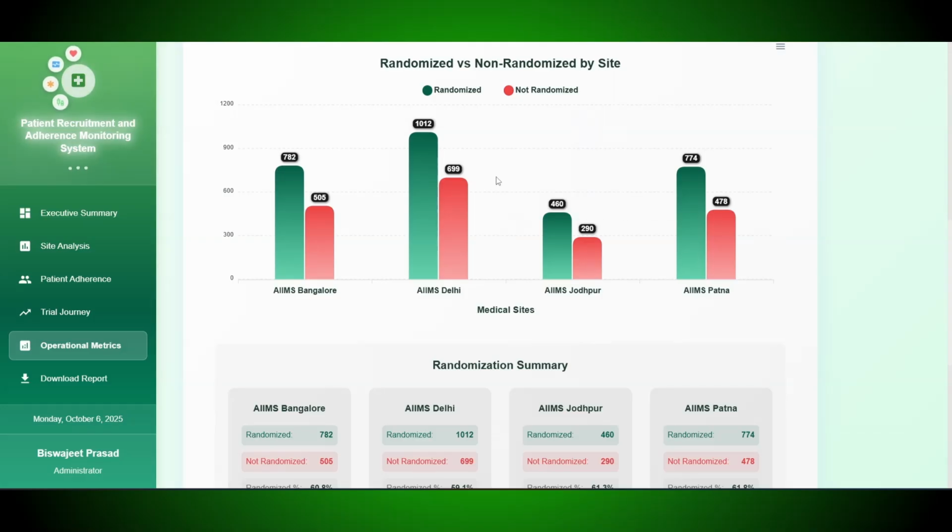So before moving ahead, let's understand a bit about randomized and non-randomized patients. In a clinical trial, randomized patients are those who are officially assigned to treatment groups after passing the screening phase, while non-randomized patients are those who were screened but did not move forward to the treatment stage.